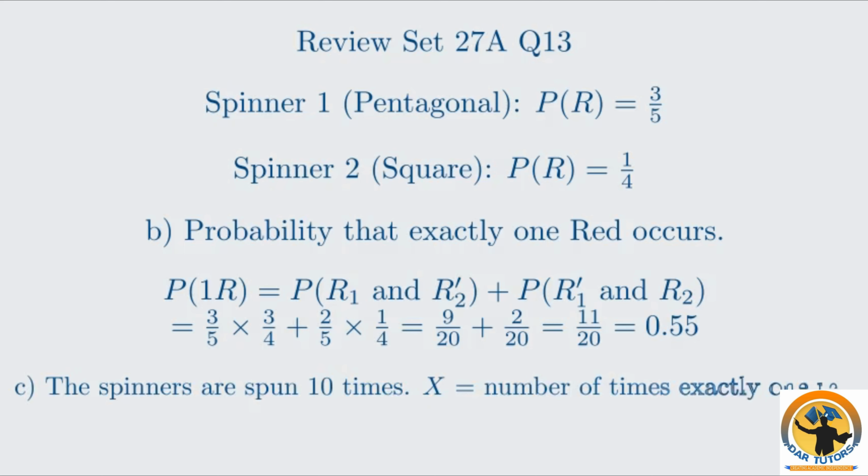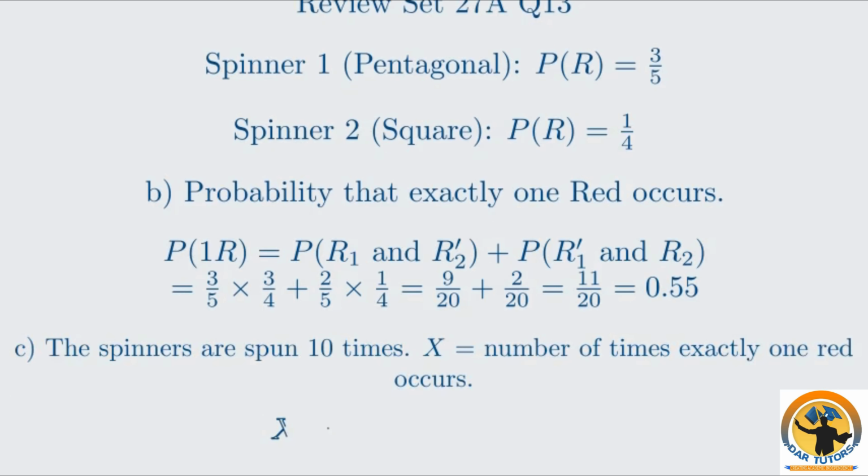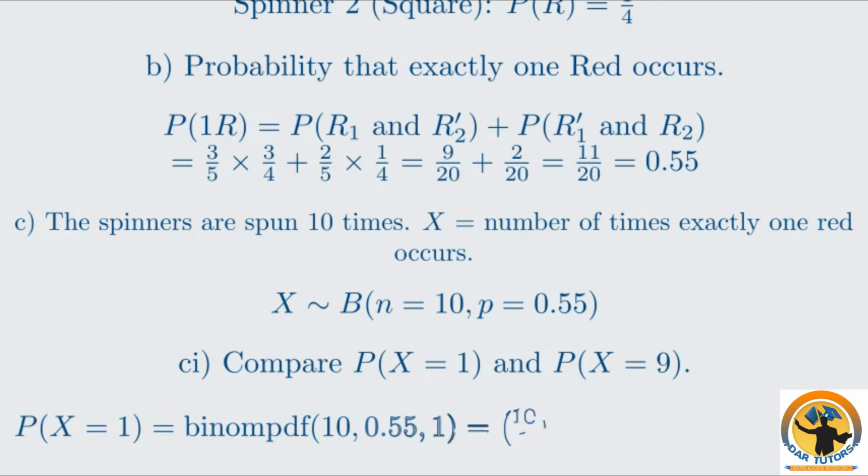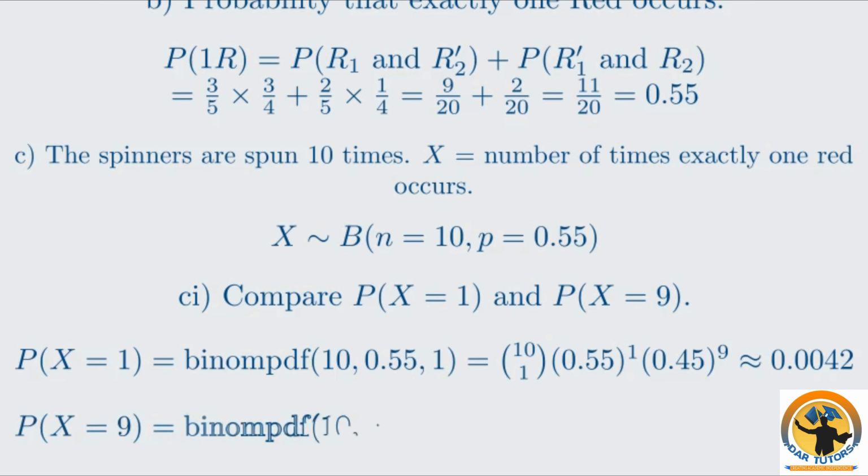Part C says the spinners are spun 10 times, and X is the number of times that exactly 1 red occurs. This is a binomial experiment. The number of trials, n, is 10. The probability of success, p, is what we just calculated, 0.55. So X is distributed as B(10, 0.55). Part Ci asks to compare P(X = 1) and P(X = 9).